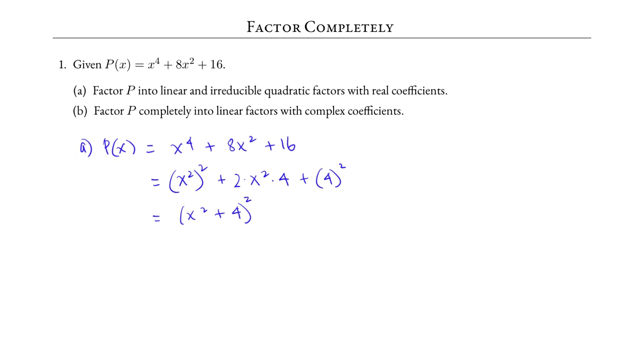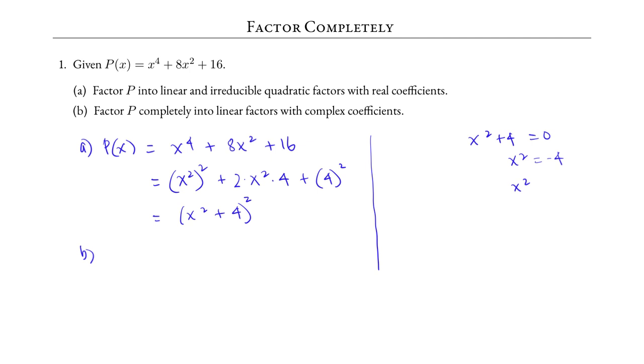If we were to use real coefficients only, then x squared plus 4 cannot be factored further. For part B, if we were to use complex coefficients, then we can factor x squared plus 4 further. In fact, if we set it equal to 0, then we have x squared equals -4. If we only use real numbers, then we will stop there and say there is no solution.